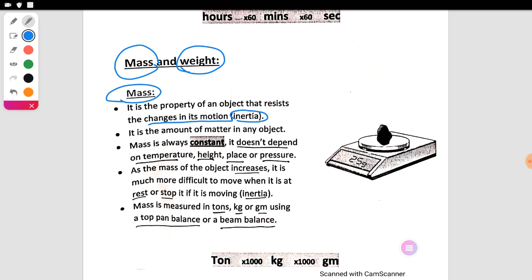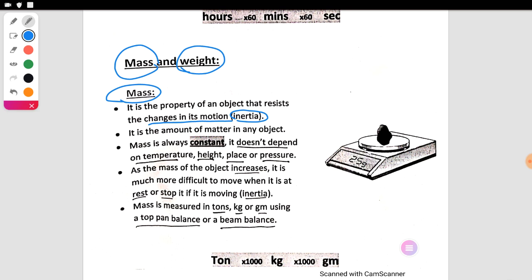Another definition for mass: the mass is always constant. It does not depend on the temperature, does not depend on the height, does not depend on the place, does not depend on the pressure. The mass of the body is constant anywhere.